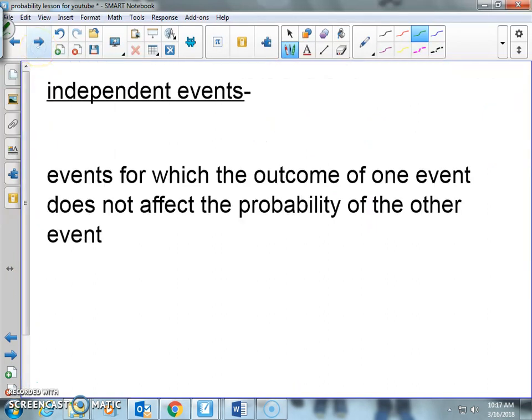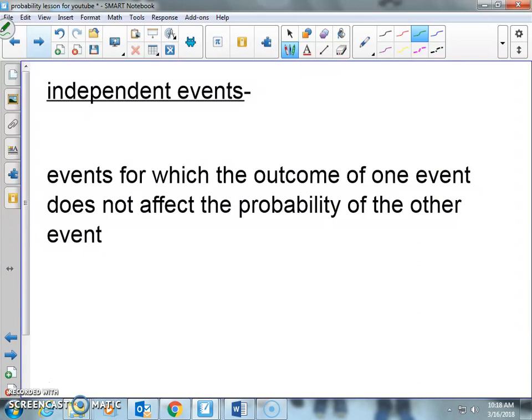All right. Independent events, or independent probability, are events where the outcome of one event doesn't affect the probability of the other event. And you might say, well, that doesn't make sense. Think of rolling 2 dice. You roll a die, you get a number. The second die, when you go to roll it, doesn't care what number got rolled on the first die. They don't depend on each other. They're independent of each other.